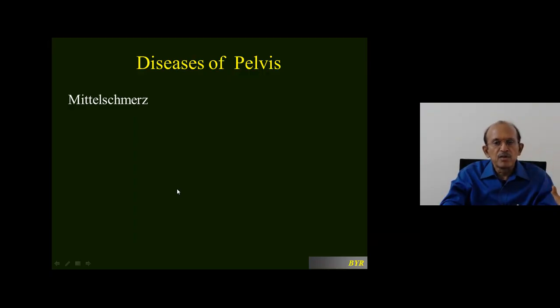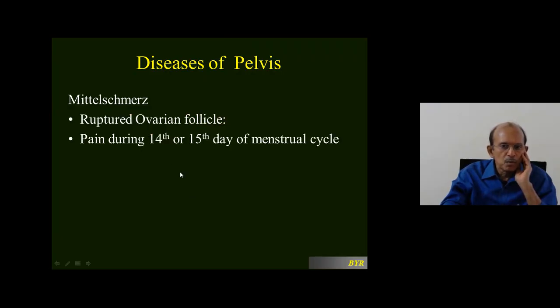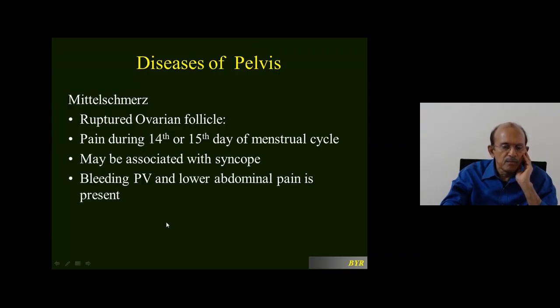That pain will be there for a few hours, for 1 or 2 hours, and later subsides completely. During the pain, when you examine, there will be severe pain, tenderness, and guarding. So this is the ruptured ovarian follicle. Pain during the 14th to 15th day of the menstrual cycle may be associated with syncope sometimes because of severe pain. There may be bleeding PV and lower abdominal pain may be present. Symptoms subside within hours.